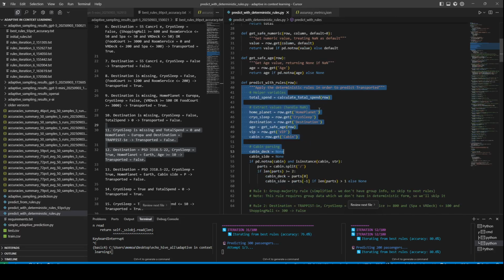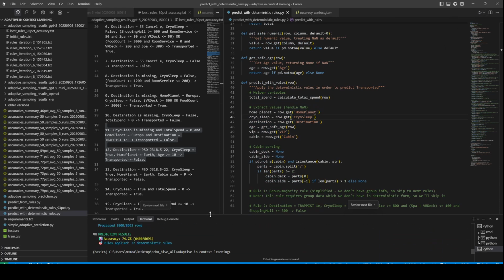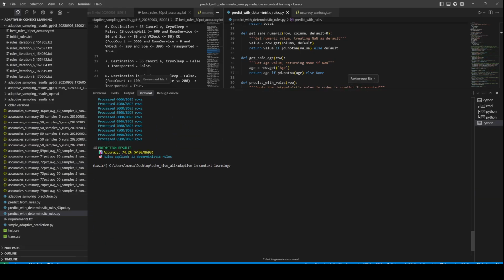But we are able to convert it into deterministic rules, and I can actually run this, and I'll run it real quick. So we now predicted the entire training data set, and we get 72%, which is quite high, at least for in yesterday's example, we were barely pushing 65.